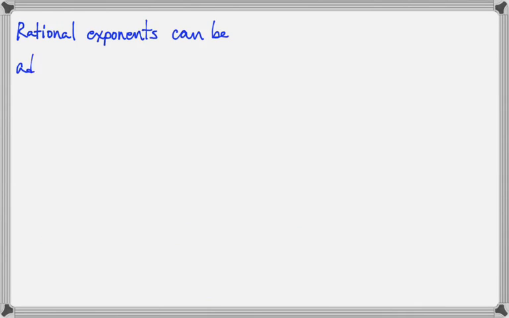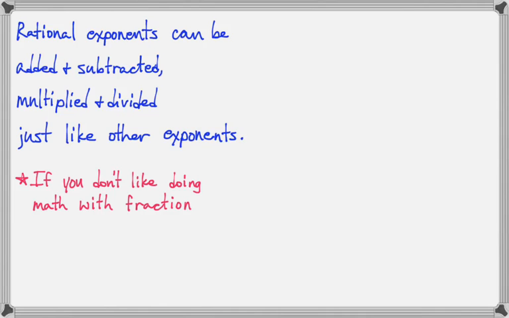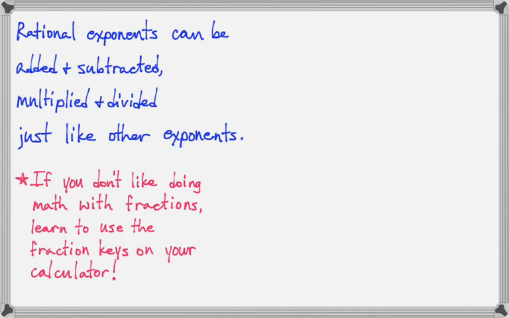Now, what's nice about rational exponents over radicals is that rational exponents can be added, subtracted, multiplied, and divided just like other exponents, and we don't have to worry about a whole bunch of radical rules that we'll never remember anyway. So, if you don't like doing math with fractions, you need to learn how to use the fraction keys on your calculator. I'm not going to get to show you that. If you have questions, you need to ask me during class or look it up in your manual. But again, don't get caught on test day not knowing how to use your calculator to your best advantage. You're allowed to use it, so learn how to use it.